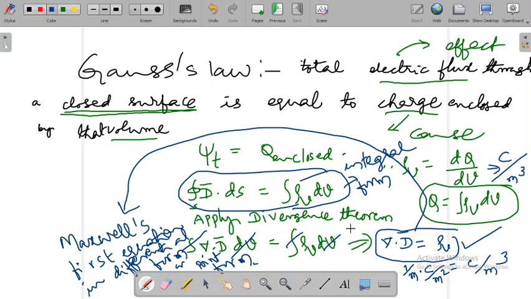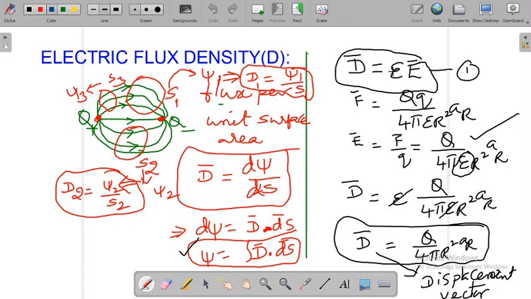In today's class, what we have discussed, first we defined electric flux density. What is the definition of electric flux density? Flux per unit surface area. Suppose if you want current density, how is it defined? Current per unit surface area. Surface charge density is charge per unit surface area. So that is one of the definitions of electric flux density. After that, D is also defined as D equal to epsilon E. This E depends upon the permittivity of the medium, whereas D doesn't depend upon the medium.